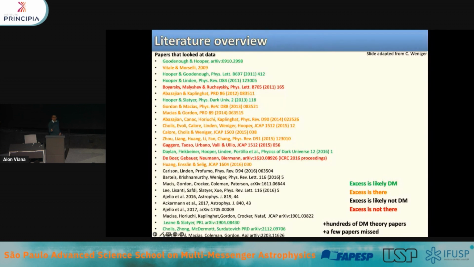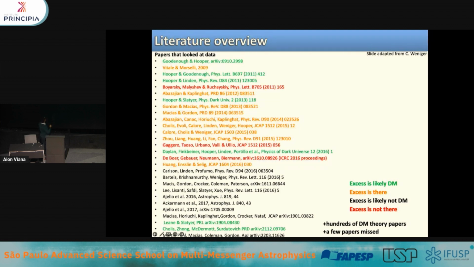Now, again, I'm not going to describe this whole topic. It would be a whole presentation, but let me just use this slide that was adapted from a slide by Christopher Weniger that shows basically all the papers that have tried to analyze the same data and that claim that, okay, this excess is likely dark matter, or didn't have any claim, or in black that it's not dark matter, and some people even claim that the excess is not even there. You can see that over time, it started with a lot of green, and basically since 2016, a lot of people saying that, okay, it's not dark matter, it's probably pulsars.